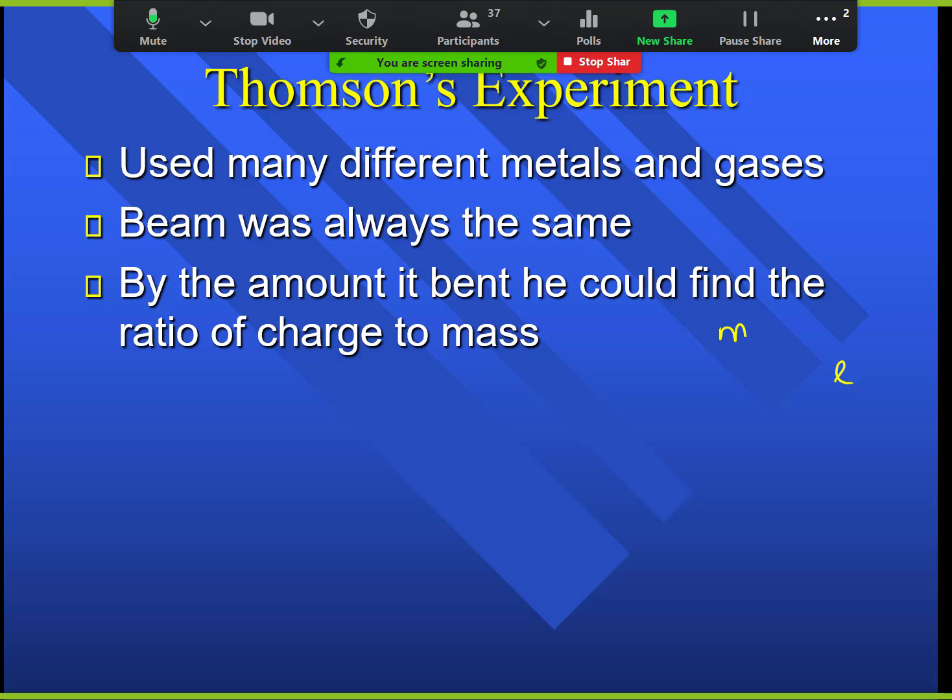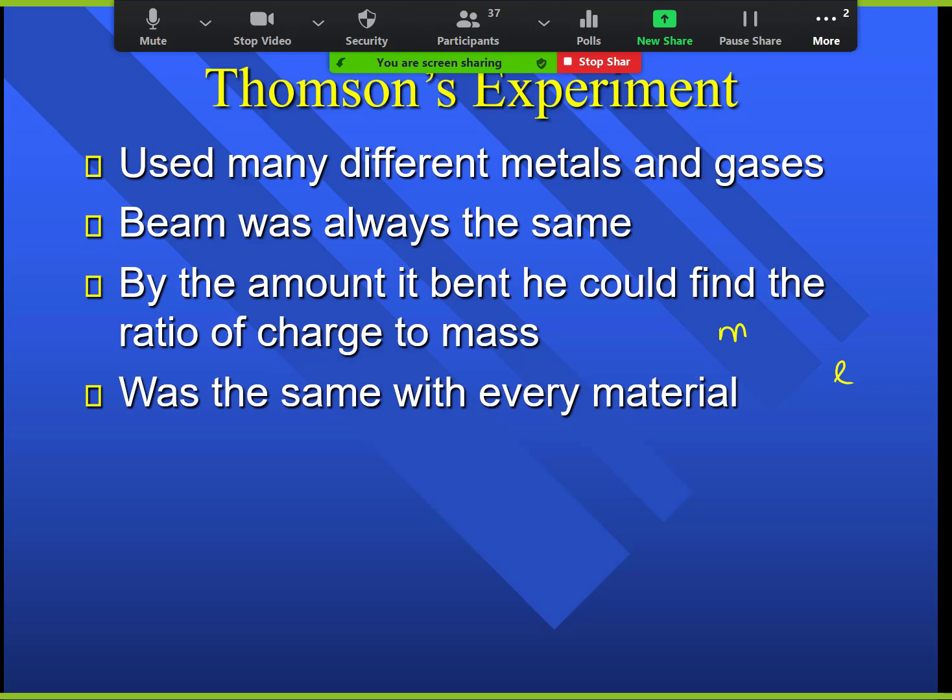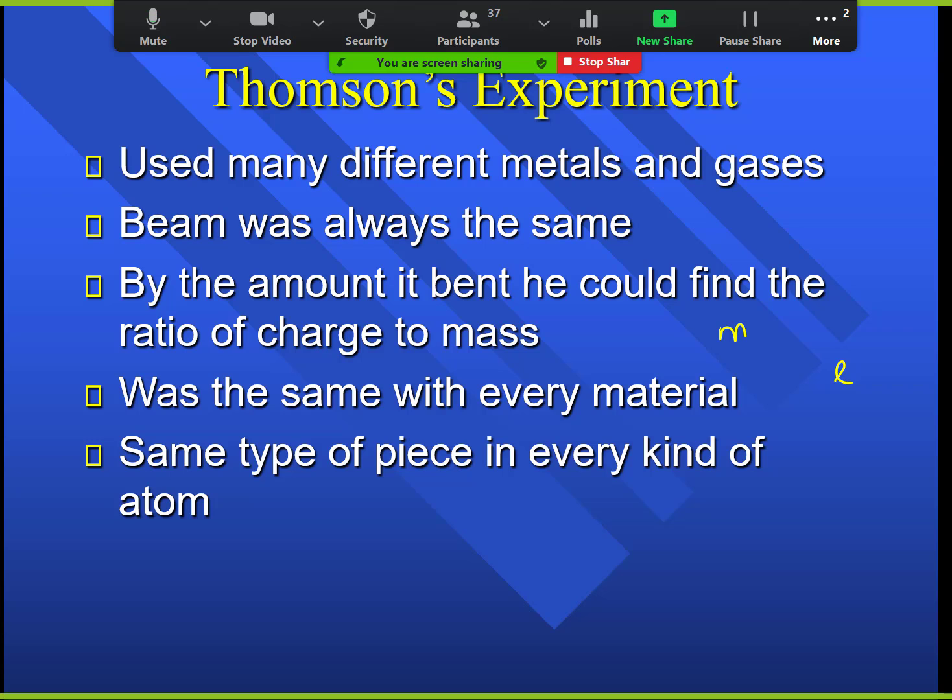And he had a whole bunch of observations about how cathode ray tubes work. Now he needs to explain them. How come it's the same with every material? Well, there's only one possible explanation. If I have one element and a different element, they both give off negative pieces. That means that negative piece has to be in every kind of atom. Because if it doesn't matter what kind of atom you put there, you get the same piece, that means that piece is in every atom.